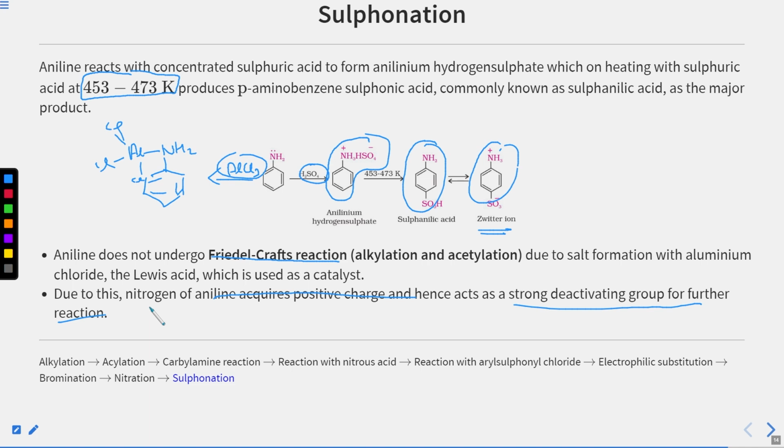Then we have the carbylamine reaction. If you treat your amine with KOH and CHCl3, you have seen this. Sorry for the repetition again.